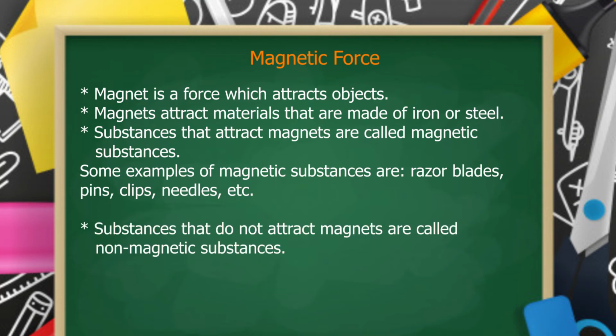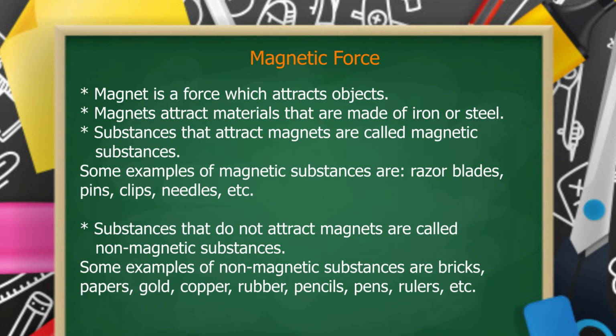Substances that do not attract the magnet are called non-magnetic substances. Some examples of non-magnetic substances are bricks, paper, gold, copper, rubber, pencils, pens, rulers, etc.